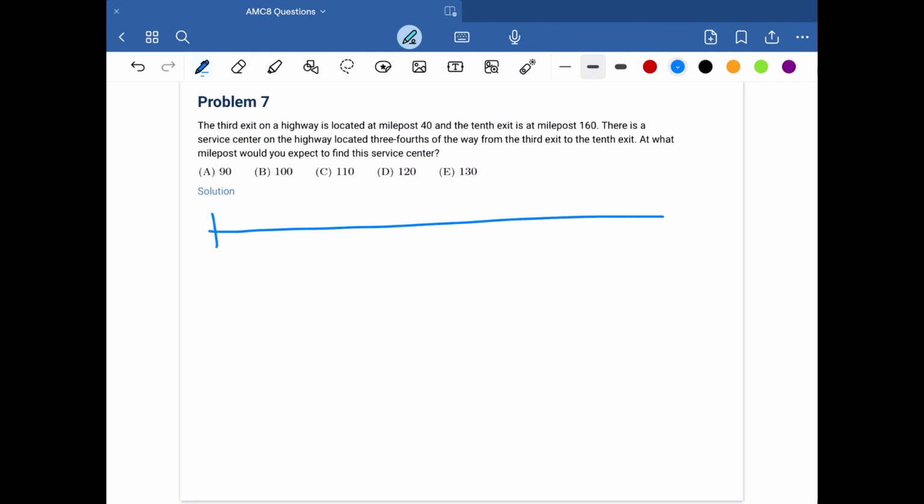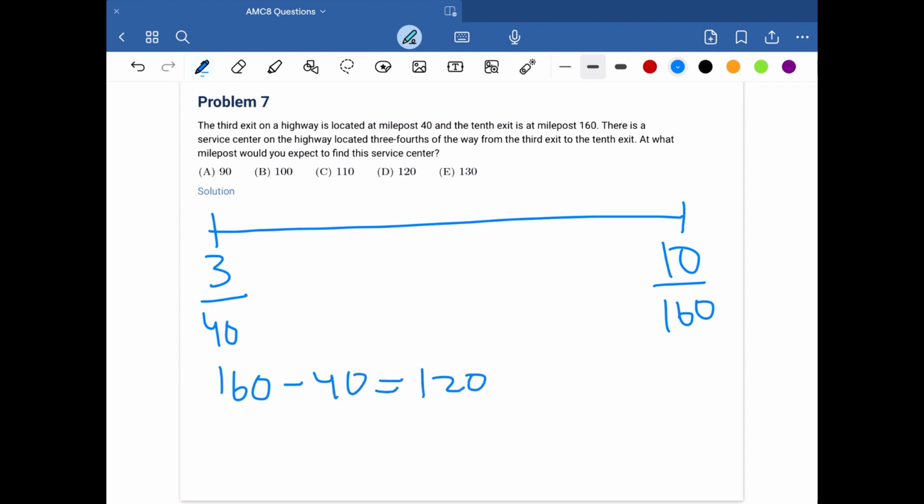So let's create a line over here that basically tells the difference between the third exit and the 10th exit. The third exit is at milepost 40, the 10th is at milepost 160. So the length in between them is 160 minus 40, which is 120. Since they're asking us to find the distance 3/4 of the way, we find 3/4 of this, which is 90.